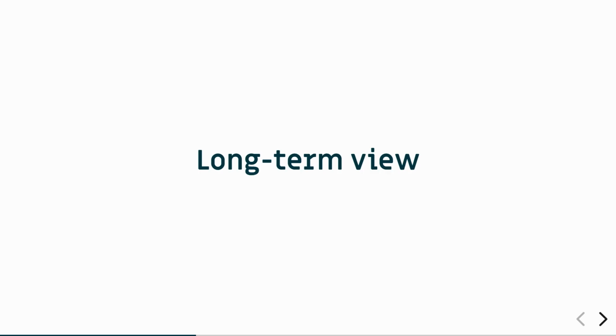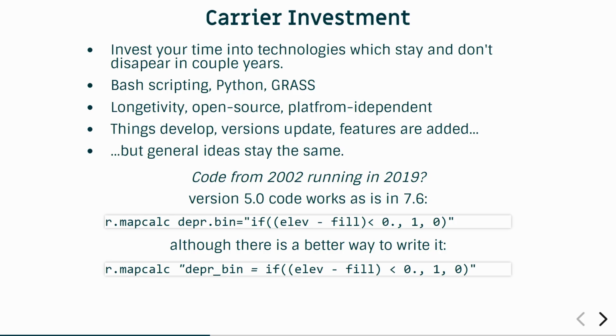Which brings me to a more long-term view of the matter here. Grass is actually a really good career investment, in the sense that similar to other technologies, it is not a technology which will disappear in a couple of years, and the technologies used in Grass itself are similar in that way. So the command line on Linux, that would be bash scripting. That's something which is here for tens of years. If you learned it in the 90s, it's still there. I learned it in the 2010s, and it's still here.